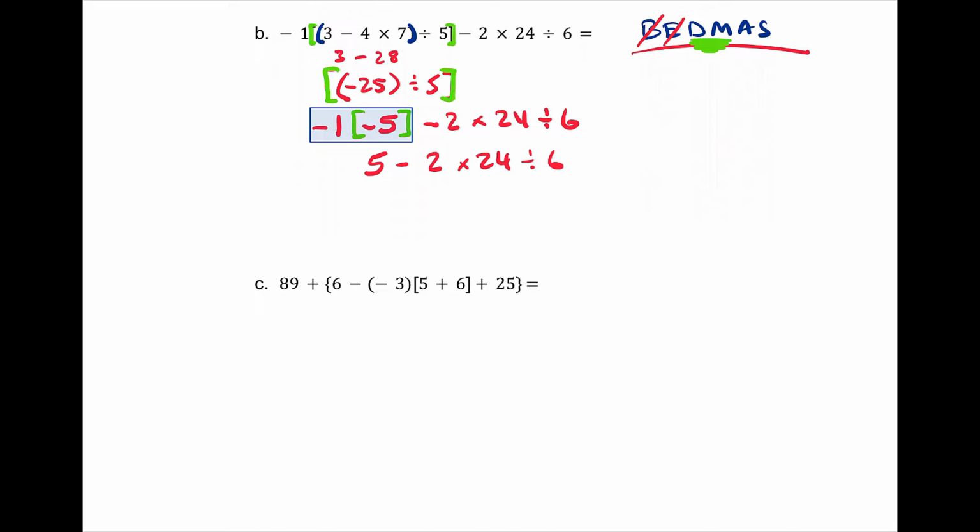In this case, I'm going to tackle this 2 times 24. 2 times 24 is going to be 48, and I'll bring everything else down. Do I have any more multiplication and division? Yes, I've got 48 divided by 6. 48 divided by 6 is going to be 8, and I'll bring over this minus 5. So now I've got 5 minus 8, which is going to equal negative 3, and that's our final answer.